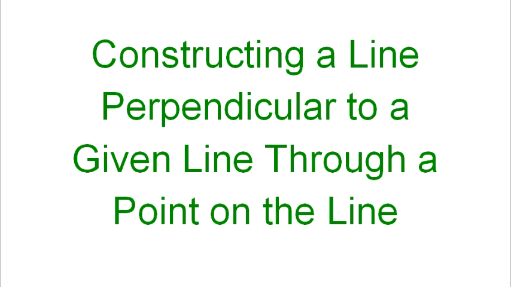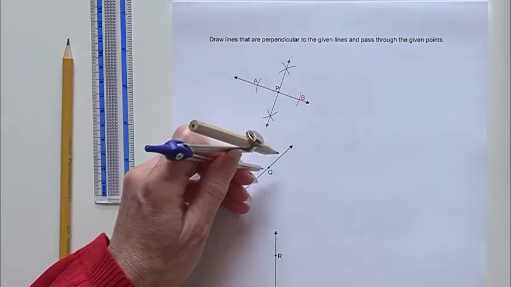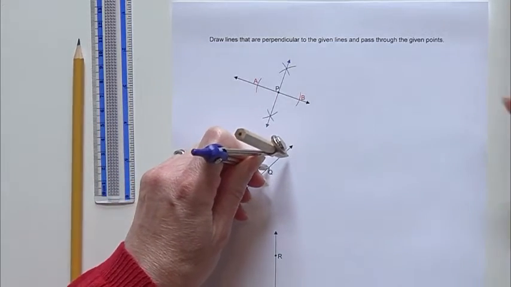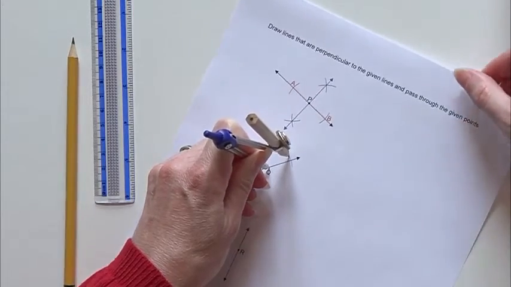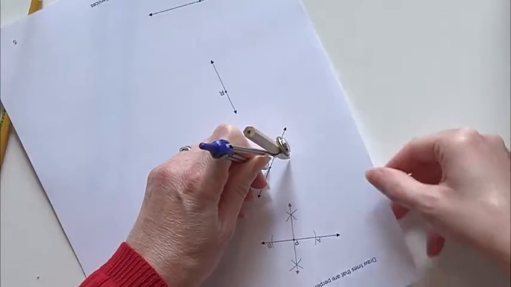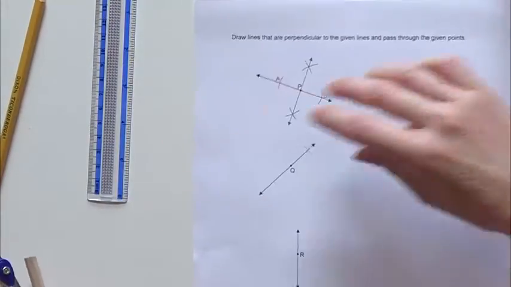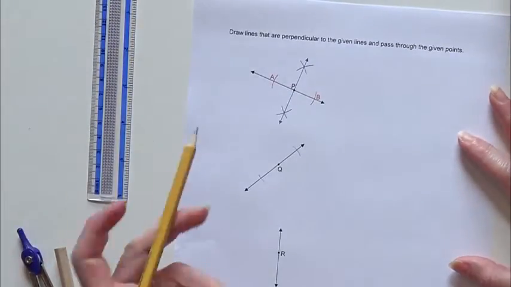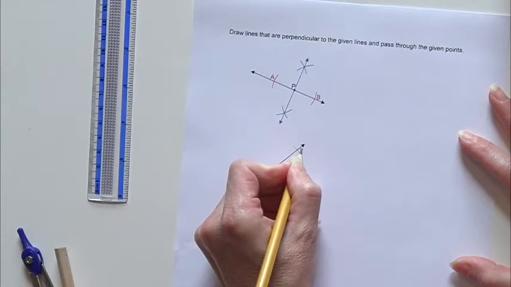For my next construction, I'm going to show you how you can construct a line perpendicular to a given line that passes through a given point on the line. I'm going to begin by placing the compass point on my given point, and I'm going to make arcs that intersect the line on both sides of the point. I'm going to label the points where these arcs intersect the line points A and B.